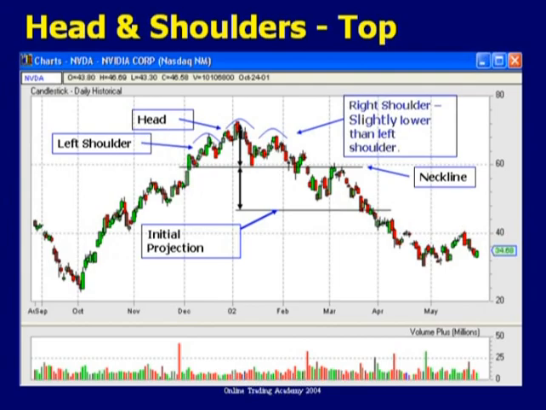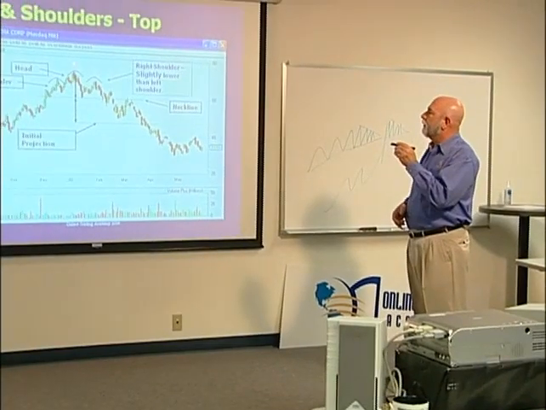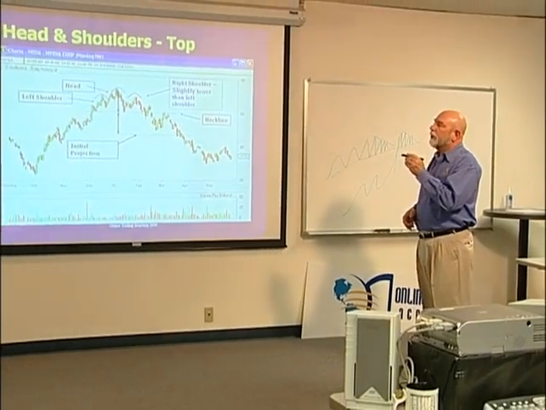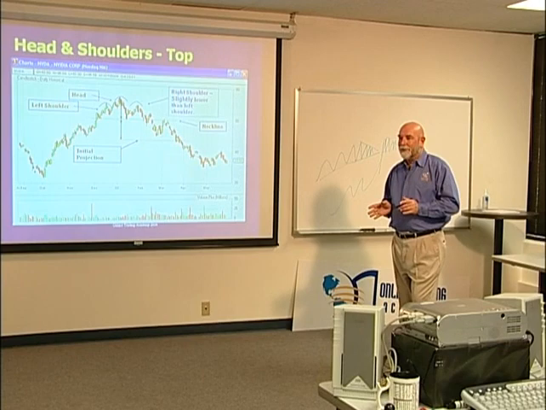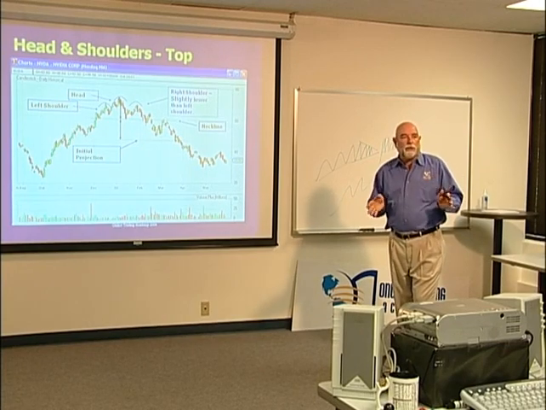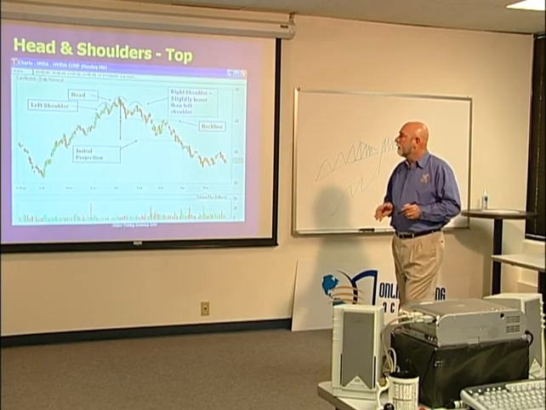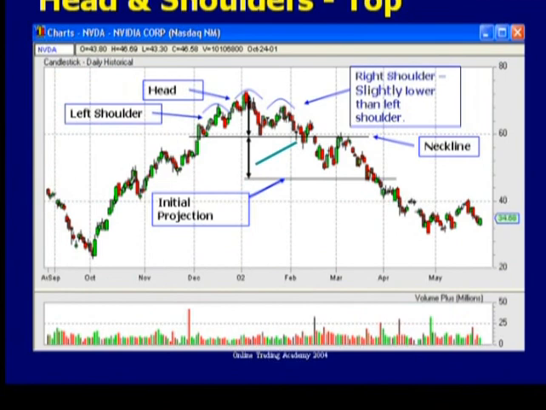Once we identified the left shoulder, the head, the right shoulder forming, now we're licking our chops going, where can we get short? The uptrend has got a clear reversal pattern in it. So, of course, it goes below. We get short right here. It brings us back up, and it stops us out.